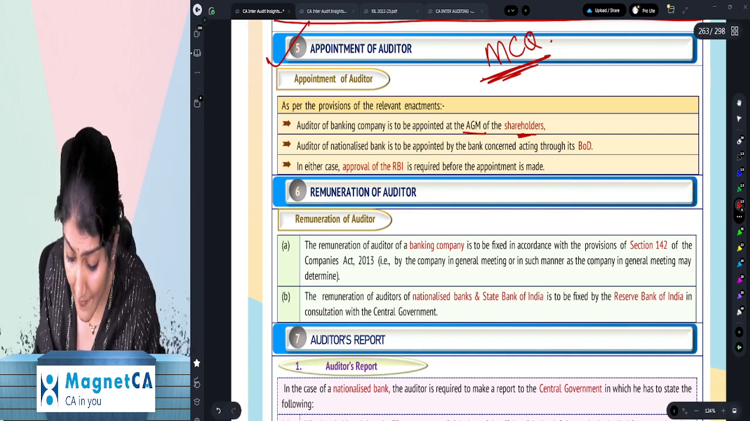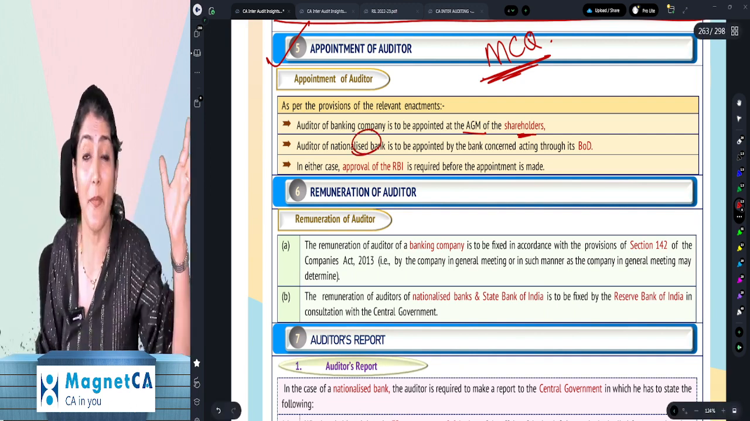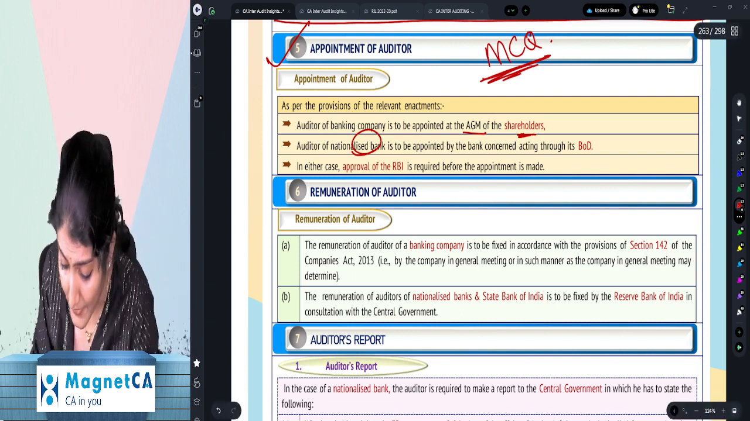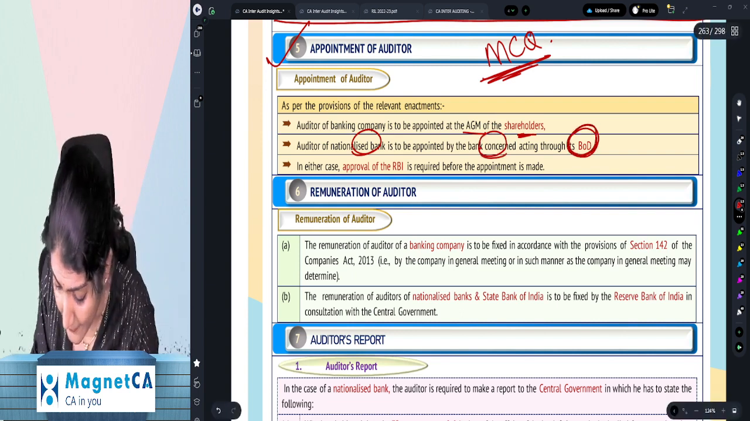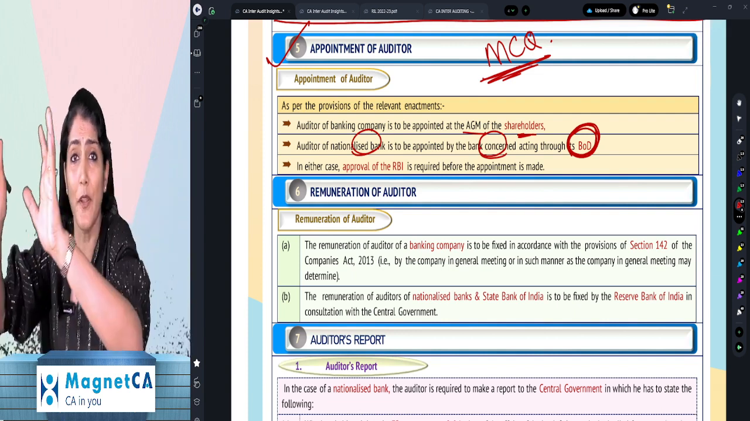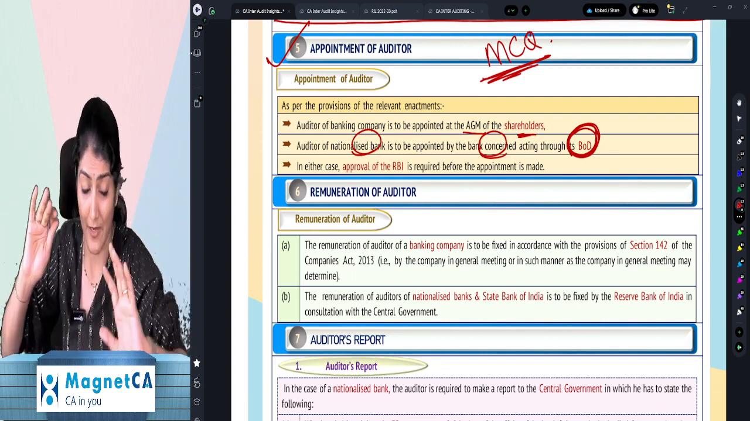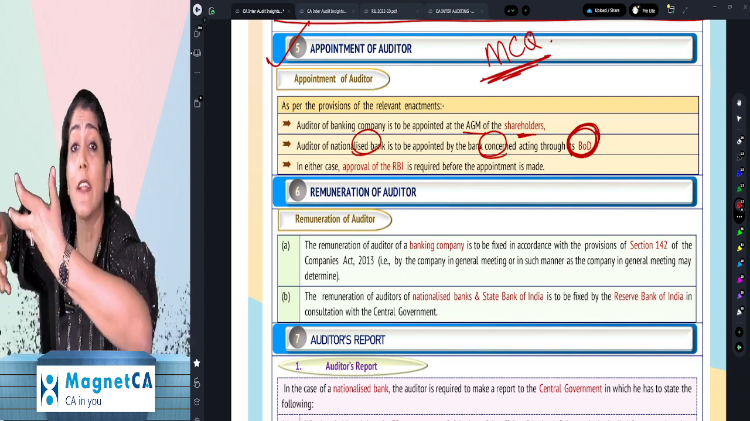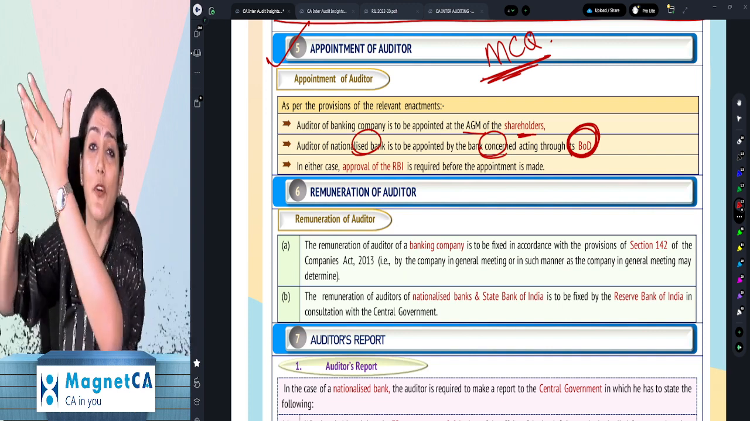However, in case of a nationalized bank, like say Punjab National Bank, the auditor is appointed by the concerned bank acting through its board of directors. Right, so ICICI Bank, the auditor will be appointed by shareholders in general meeting. But in a nationalized bank, the auditor will be appointed by the concerned bank acting through its board of directors. That means the board of directors.